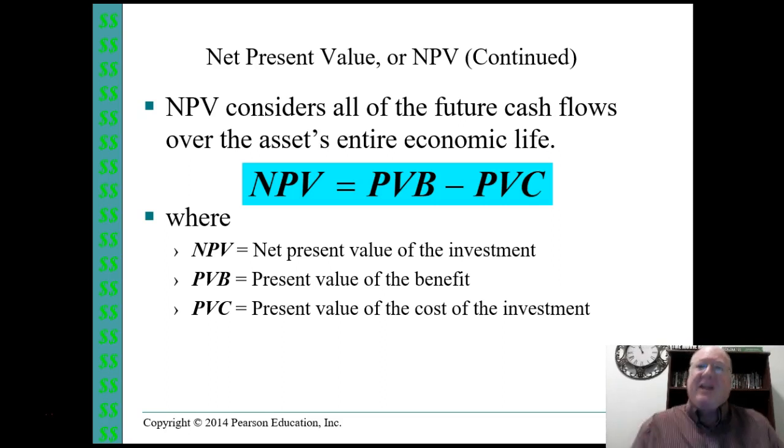So again, picking up where I left off, you're going to be looking at the cash flow of the benefits over the next 10 years, whether those cash flows come in on an equal basis or they come in at different amounts throughout the years. You're going to present value that back to the current date. And then you're also going to do a calculation of the present value of what the cost of the investment is.